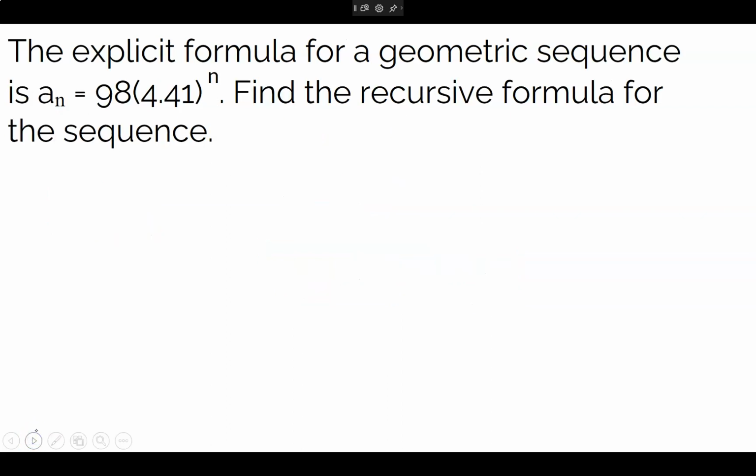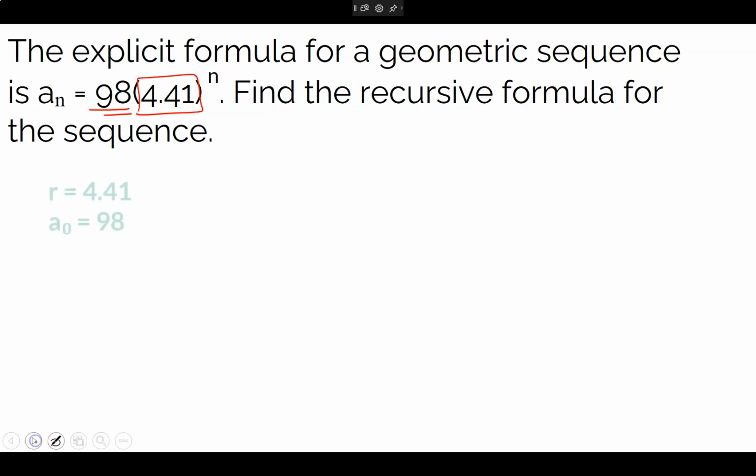So now I'm giving you the explicit, I want the recursive. So they've given me two pieces of information here. What is 98? Is it A1 or is it A0? Look at your exponent. It's going to be A0. Exactly. If it was A1, you'd have N minus 1. Good. And what is the 4.41?